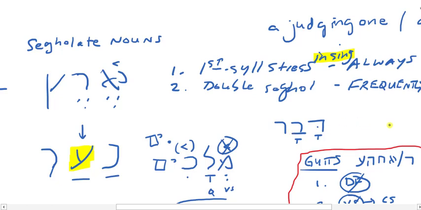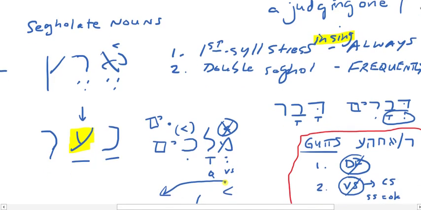Remember when davar becomes plural, how's it written? It's de, va, reem, okay? And that's what we want to focus on, the vowel pattern under the first two letters, vocal shva, kametz. That vowel pattern applies to all my Segolite nouns when I pluralize them. Melakim. So you're not going to keep the double Segol. It's not going to be melechim. Okay, melech doesn't become melechim. It becomes melakim. Melakim. All right?